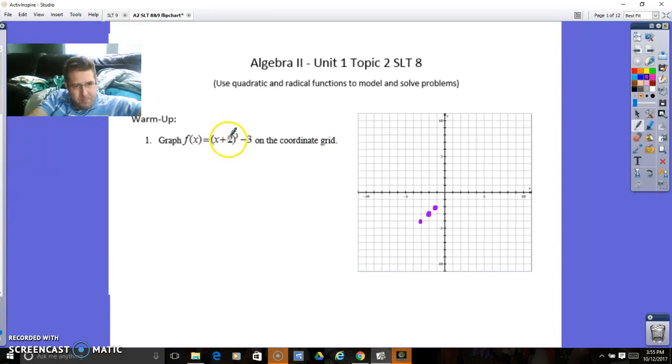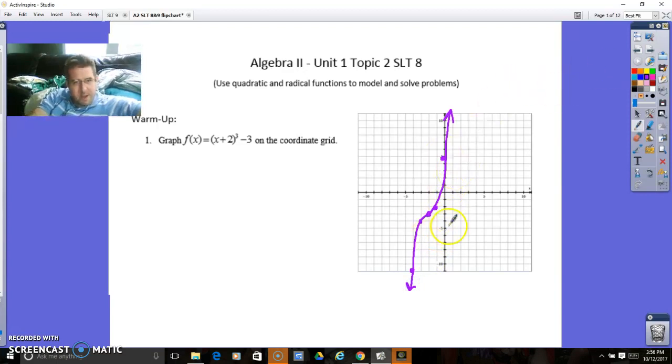So 0 plus 2 is 2, 2 cubed is 8, 8 minus 3 is 5. So f of 0 is 5. I could also test the one that came before it. Negative 4 plus 2 is negative 2, negative 2 cubed is negative 8, negative 8 minus 3 is negative 11. So negative 4, negative 11, which just barely fits. And there's my cubed function.